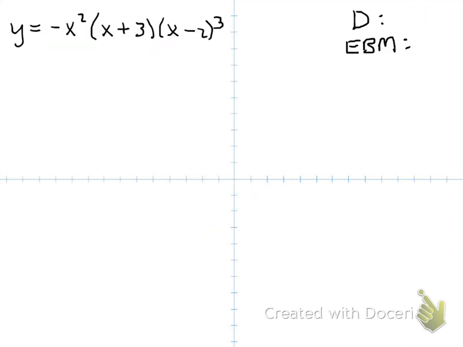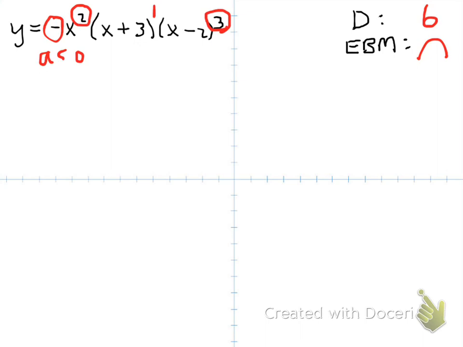Next example. Moving right through these. You can pause the video if you want. 2, 1, and 3. 2, 1, and 3 add up to 6. The a again is negative. A is negative, and so it's going to open down.